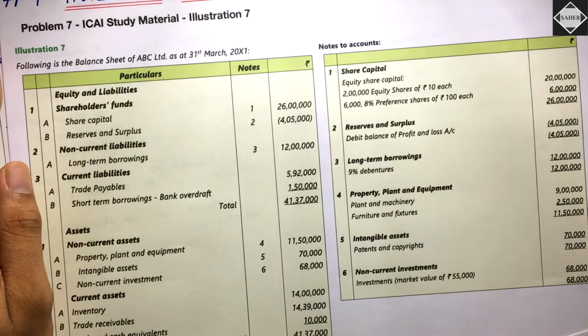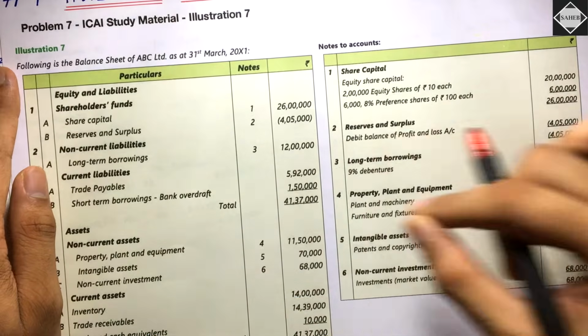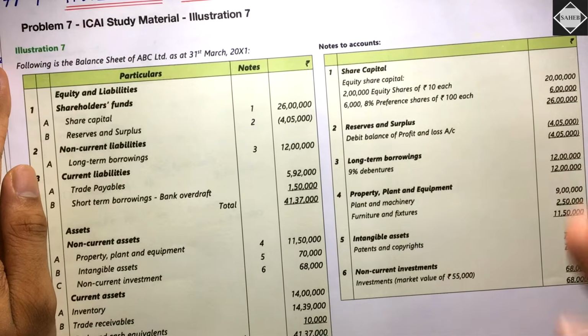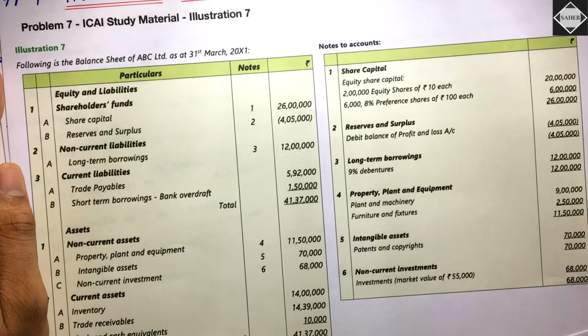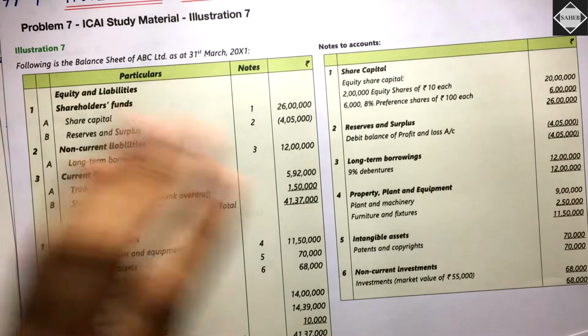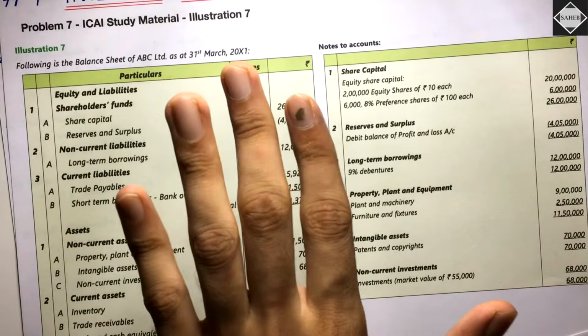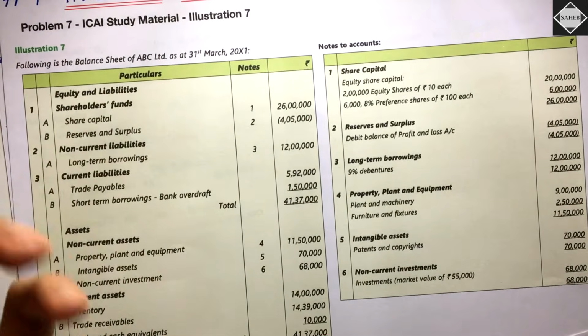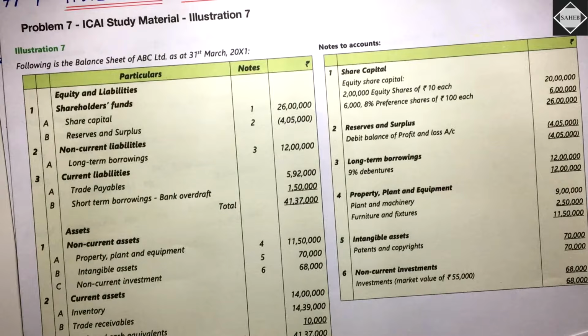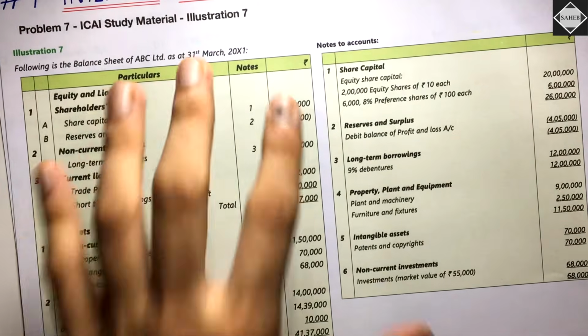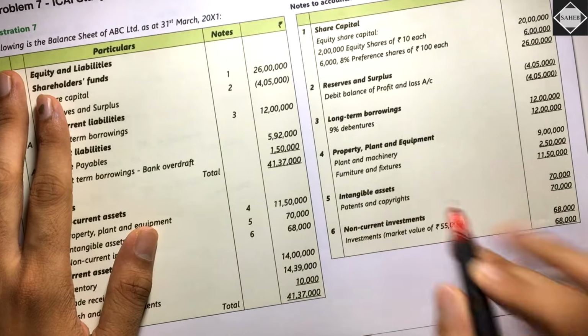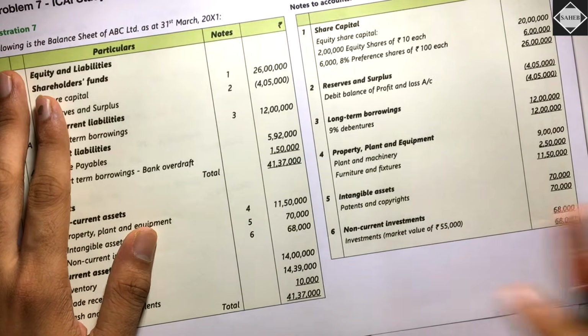But whatever you do, you have to write a note down below that you have made a certain assumption, whether you are writing it off or not. Now let me tell you what ICAI has done. In this question, ICAI has just left it like that. Nothing has been done. It has not been written off.